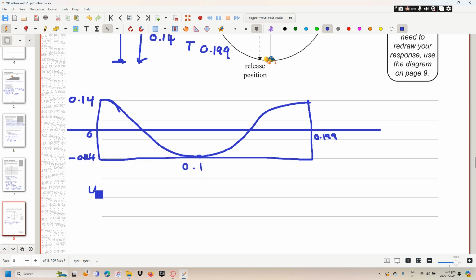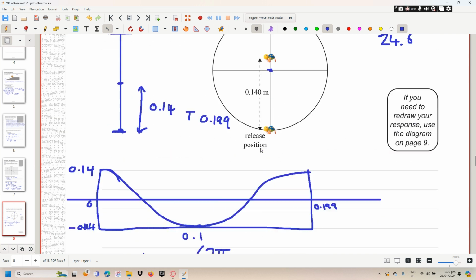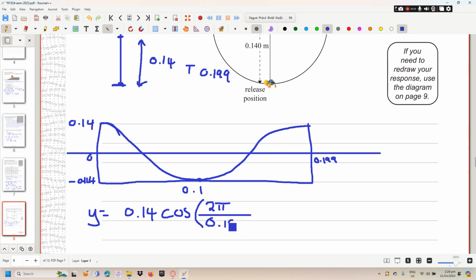The equation for displacement is equal to the amplitude, 0.14. Now, this is a cosine graph. So, cosine. The reason it's cosine is because it starts at its max amplitude. If it was sine, it would look like this. Okay? Cosine, 2 pi divided by the period, which is 0.199.